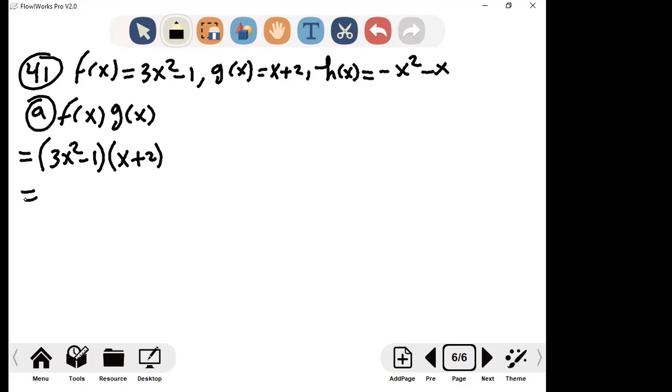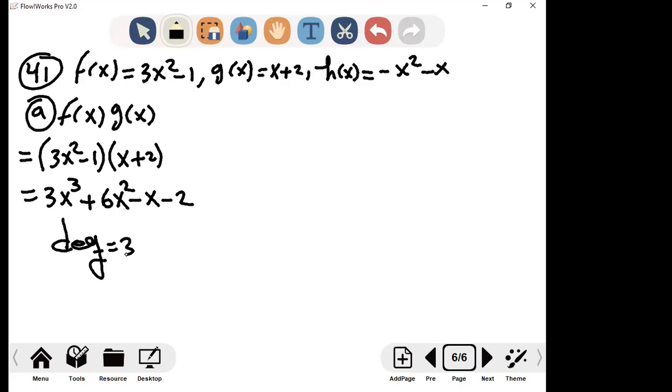Multiply normally. 3x power 2 times x is 3x power 3. 3x power 2 times 2 is 6x power 2. Negative 1 times x is negative x, negative 1 times 2 is negative 2. It is already ordered in standard form, right? Power 3, power 2, power 1, power 0, and no like terms. So here the degree is how much?